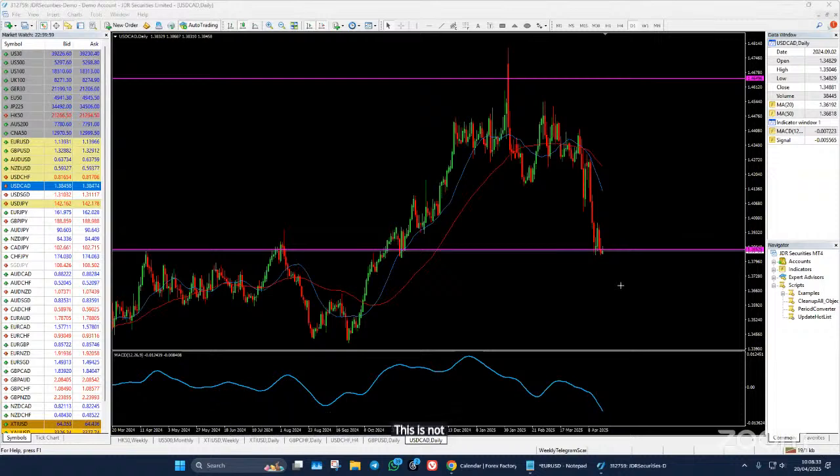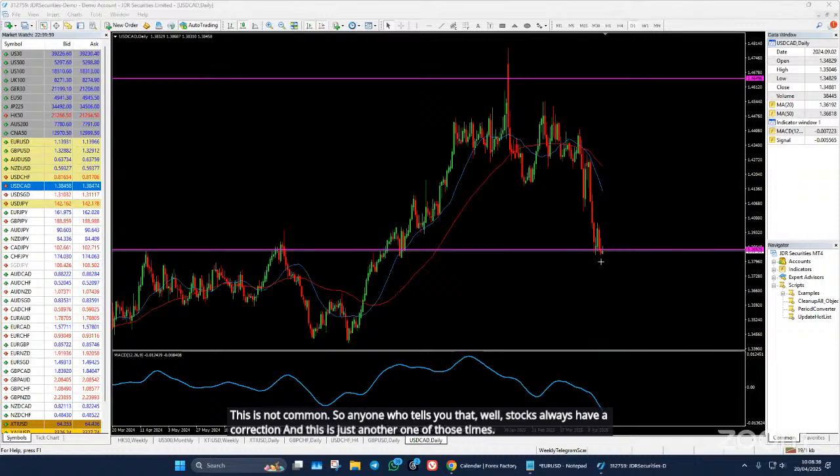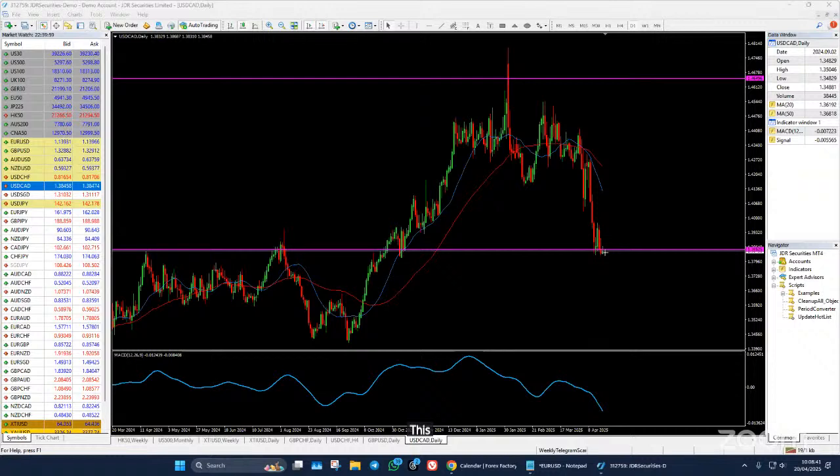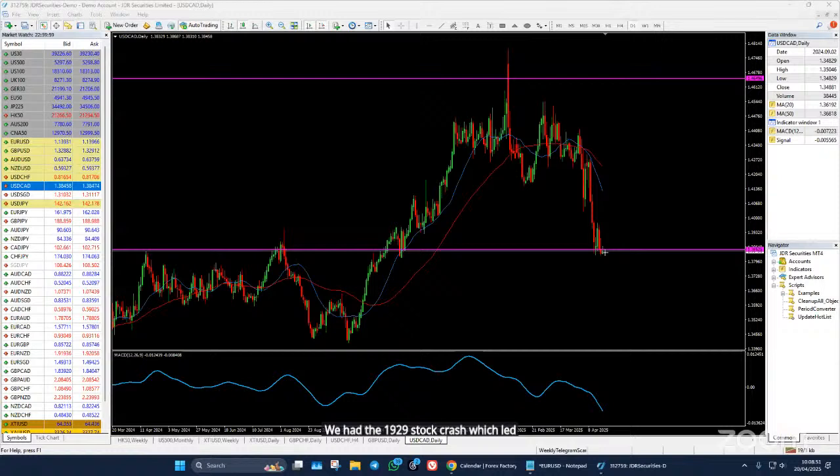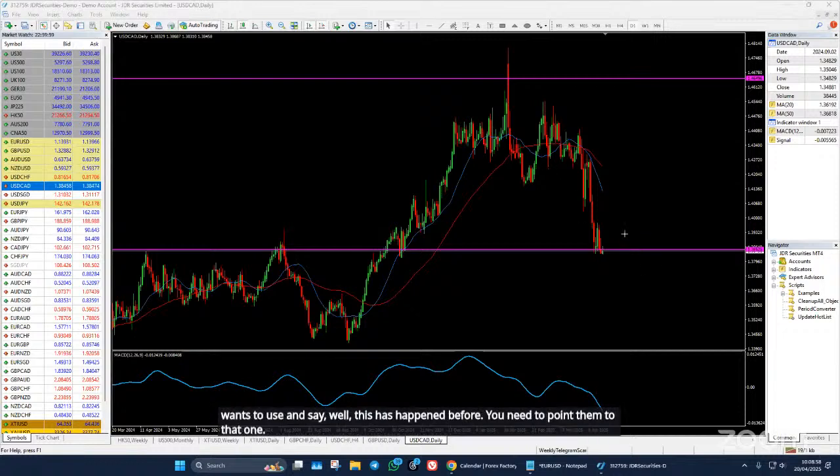So anyone who tells you that, well, stocks always have a correction and this is just another one of those times, this is not just another one of those times. This kind of thing hasn't really happened so much in our lifetime. So we need to be aware of that. And the last time tariffs like this were imposed, we had the 1929 stock crash, which led to a global depression. So if someone wants to say, well, this has happened before, you need to point them to that one.